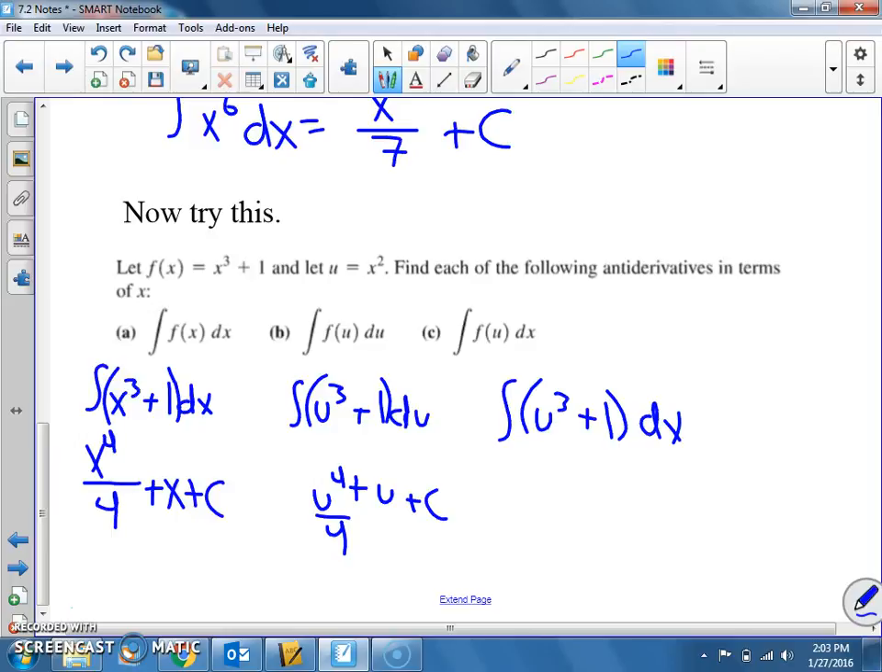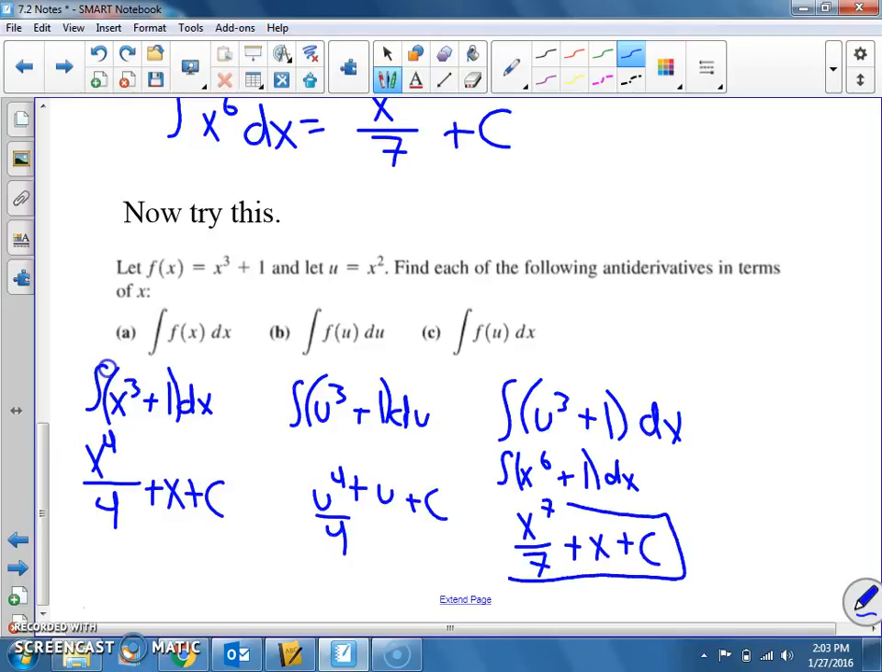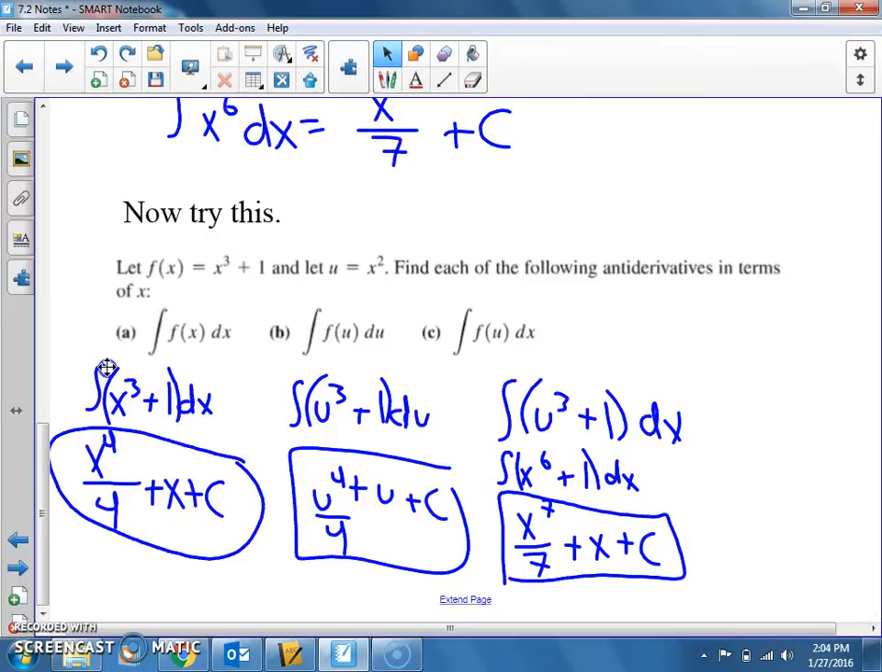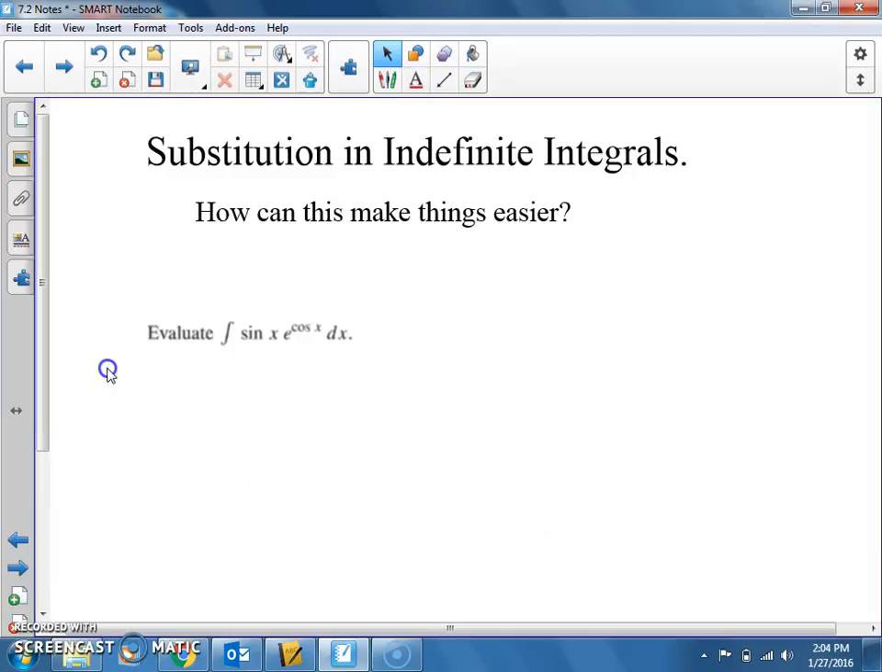But this one, if we're taking it with respect to x, we need to start in terms of x. So we're going to plug in x squared there. So this one would really be the integral of x to the 6th plus 1, which is x to the 7th over 7 plus x plus c. So my final answers are circled. Does that make sense? Okay.